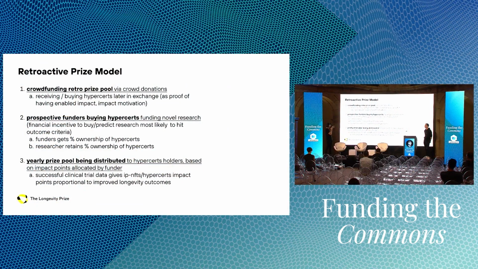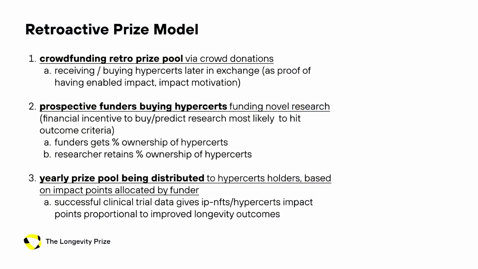So maybe to go back over the different stages. The first one is crowdfunding the retro prize pool, with a starting point of the money we already got. People can donate onto the prize and later receive hypercerts in exchange from the prospective funders. Then the prospective funders buy hypercerts from researchers who are participating in the prize. The goal is to distribute those prizes on a yearly basis, so the prospective funders have some certainty that they have some financial payoff.